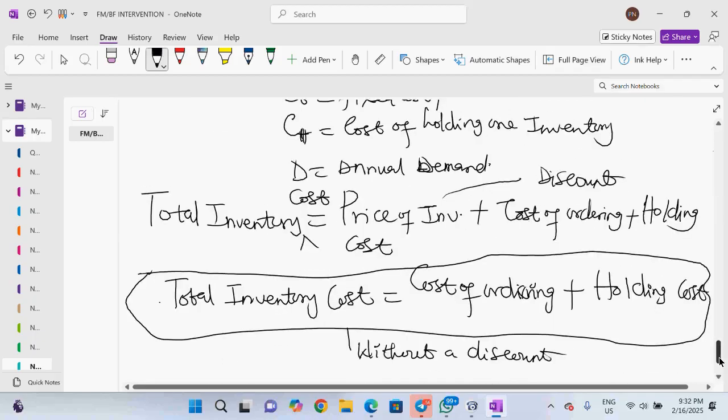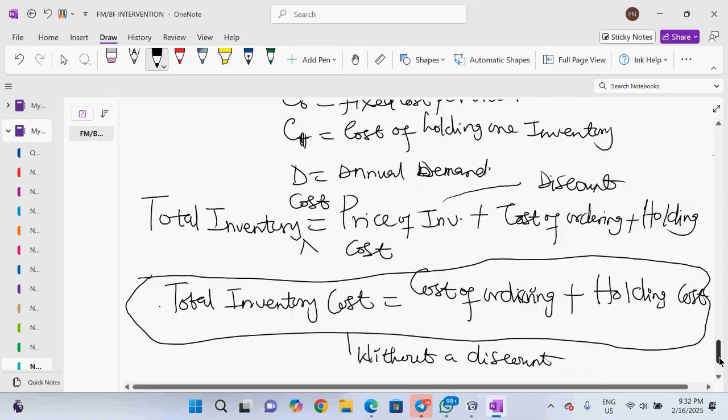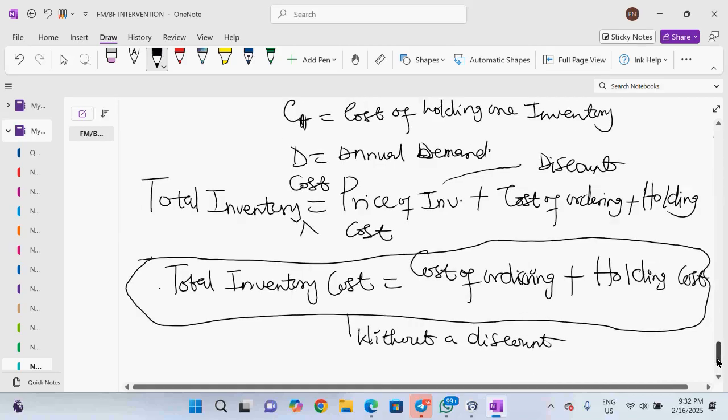The purchase price is fixed. The purchase price is constant. So if you are doing analysis for different levels of inventory, it is not prudent to bring in the purchase price of the inventory. The purchase price is fixed throughout the analysis. It is only when a discount comes in that it features. So if there is no discount, the total inventory cost is the cost of ordering plus the cost of holding.